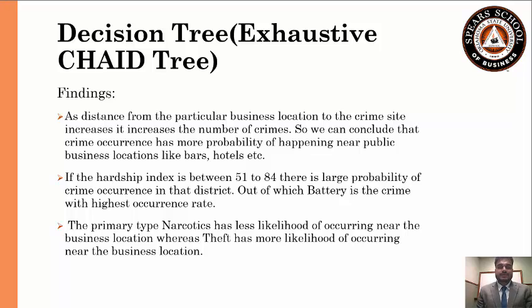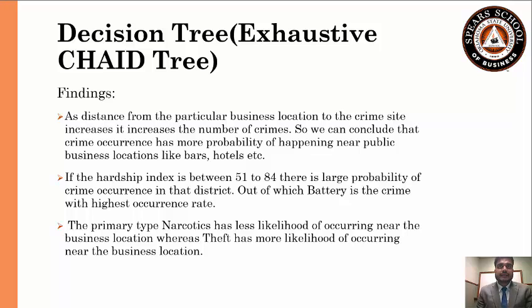And if the hardship index is between 51 to 84, there is a large probability of crime occurring in that district. Out of these, battery appears as the most frequent crime in the city and in the areas where the hardship index is 51 to 84. The primary type of narcotics is generally taking place in the city near business locations, where theft is also more likely to occur.